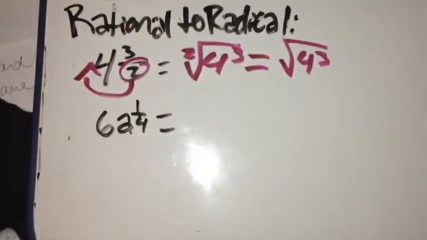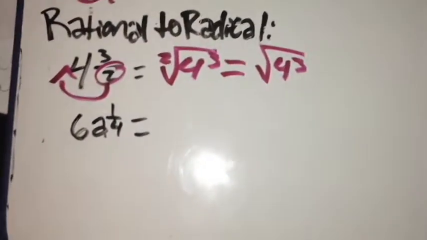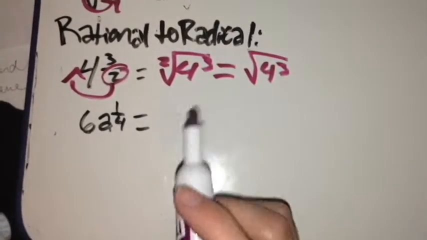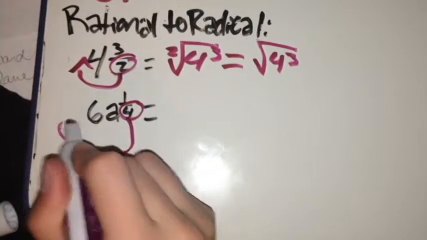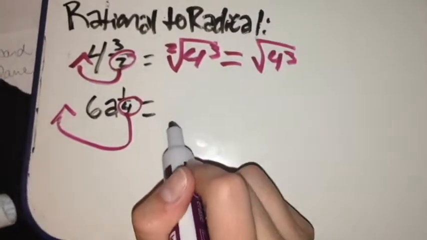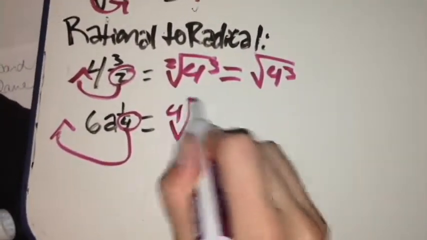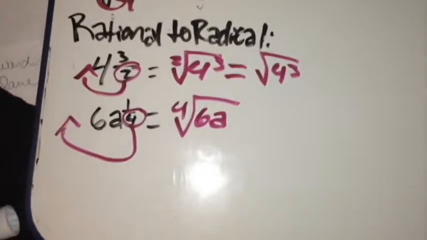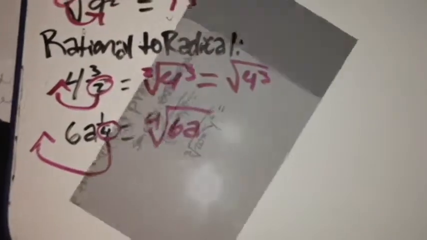Okay. So for the next problem, 6a to the power of 1/4, you do the same thing. Take the denominator, which is 4, move it outside of the radical to where it's the 4th root of 6a. And then it'd be to the power of 1, but that's unnecessary to write, so don't write it.